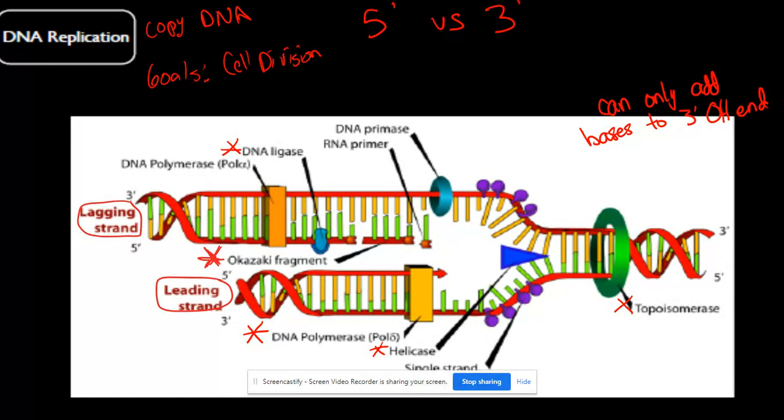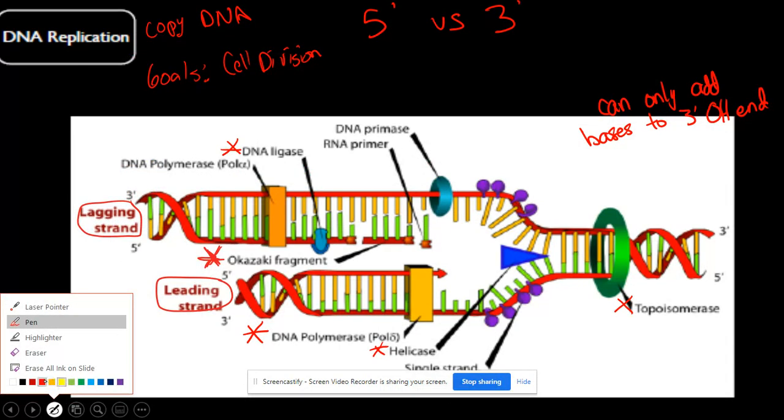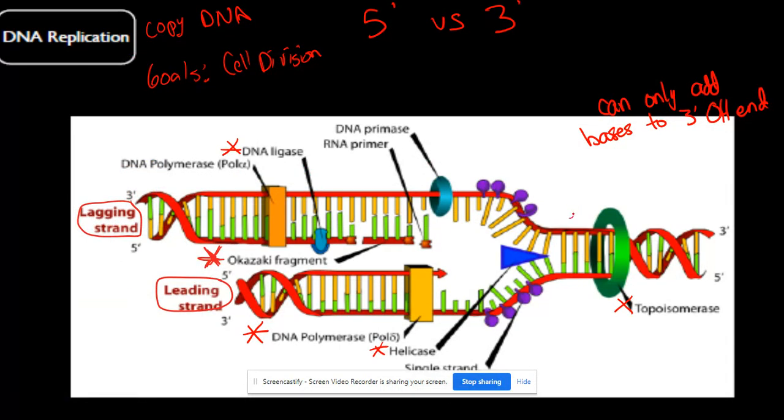And what it's going to cause is a replication fork. When I take a look at this model that's on the board right here, here would be the so-called fork. I need to get my right color up there. Here would be my fork in the road. And see how it separates those strands there? Okay, so here would be my replication fork.